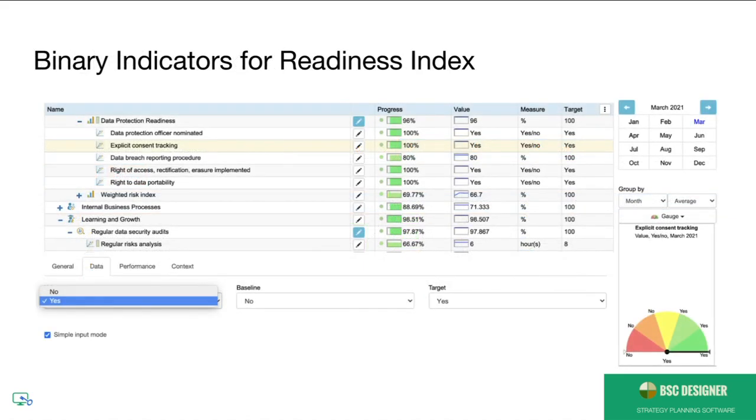What about the data protection readiness indicator? As explained before, data protection is about the ethical and lawful use of personal information. The protection measures in this case are well formulated by the applicable legislation. If we take the GDPR in Europe as an example, then data protection readiness can be calculated using binary metrics. In this case, the metrics are something like: data protection officer nominated, explicit consent tracking implemented, data breach reporting procedure implemented, and so on.